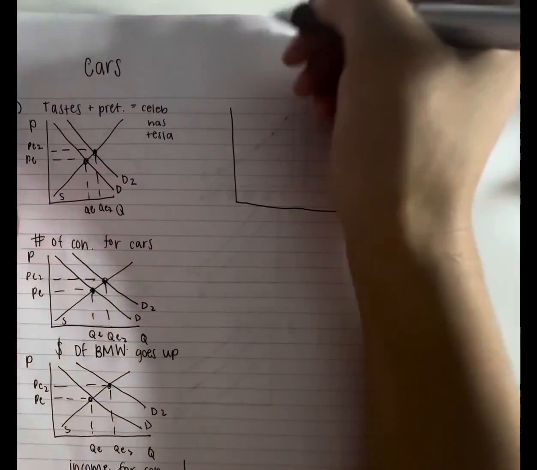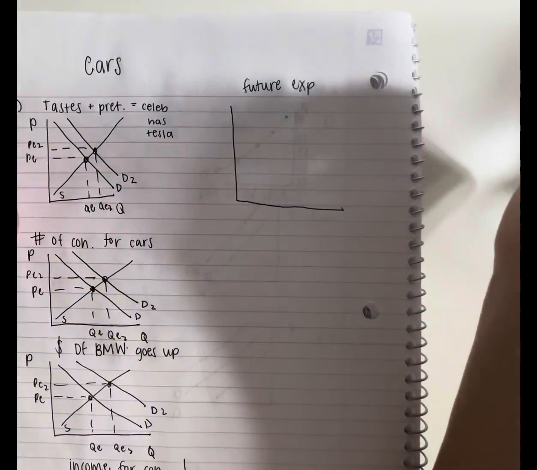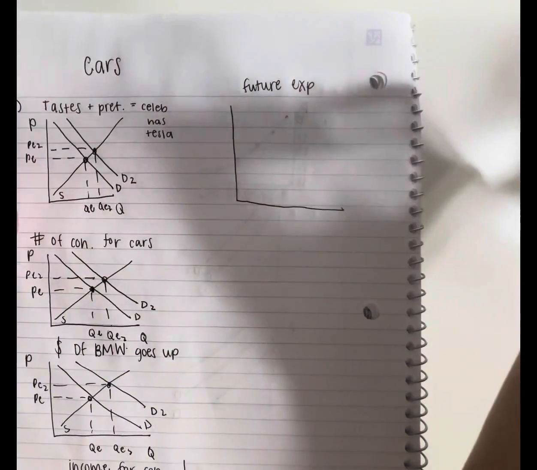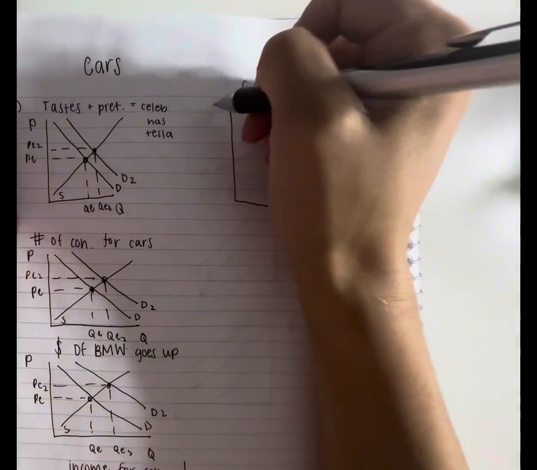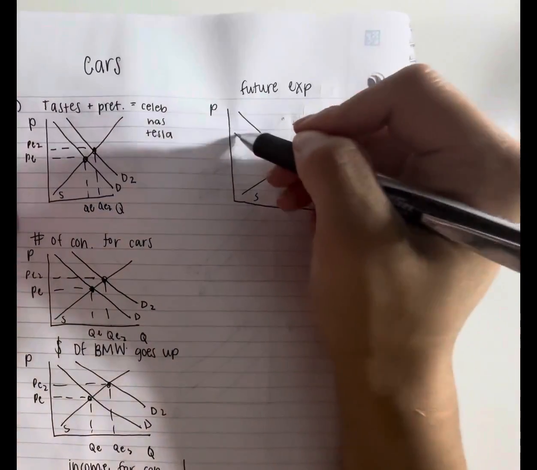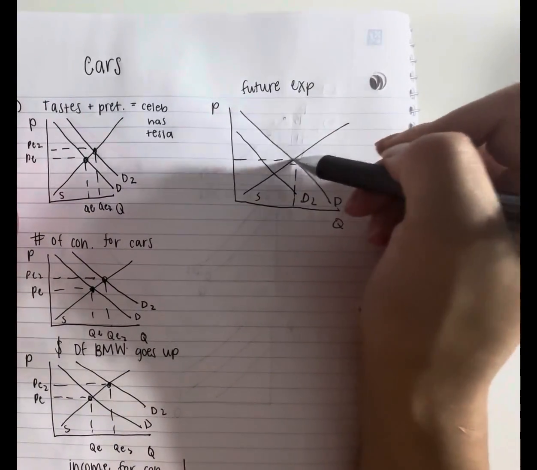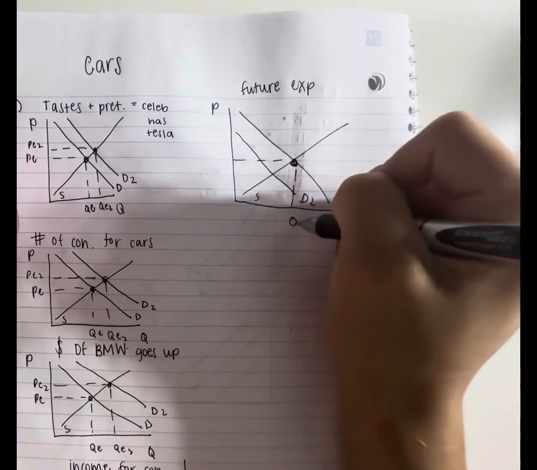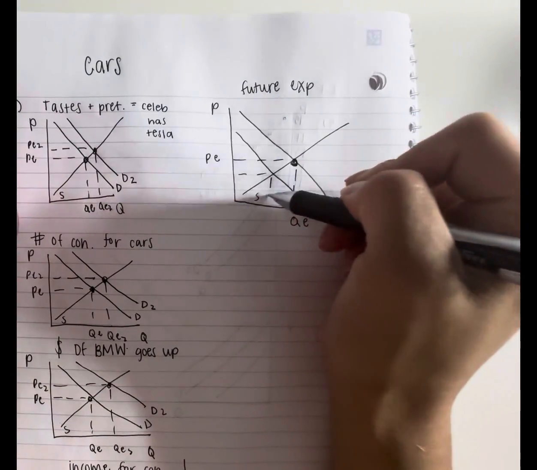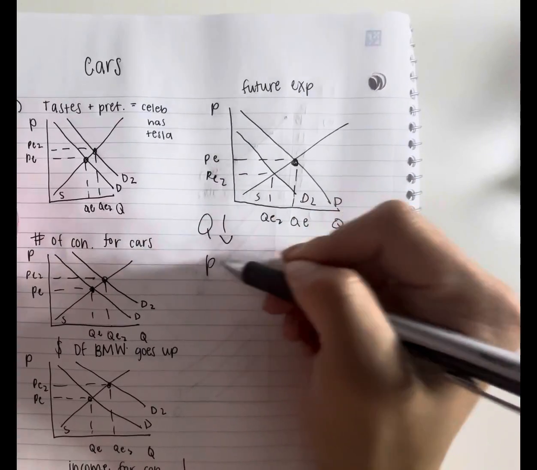this one's going to be future expectations. So the future expectation is that the Tesla model is going to be even better in like a month. So here's the graph, demand, supply. The demand will decrease because people want to wait for that better version of the car. So as of right now, the demand will decrease, and then eventually it will increase once the new model of the car is out. So quantity goes down and price goes down.